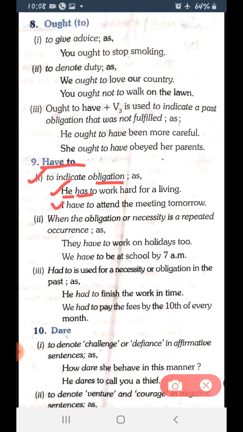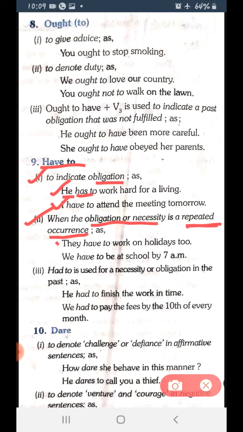Example number 2. I have to attend the meeting tomorrow. Okay, it shows strong obligation. That means I have to attend the meeting tomorrow, somehow. Fine. Now see point number 2. When the obligation or necessity is a repeated occurrence. Repeated means again and again, occurrence means coming up, fine. When the obligation or necessity is a repeated occurrence.